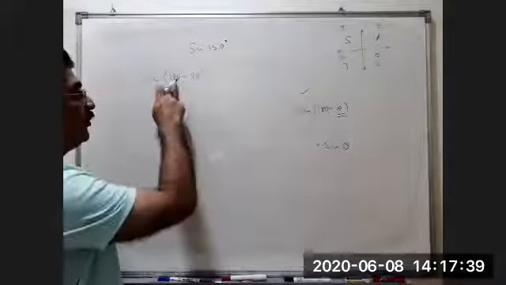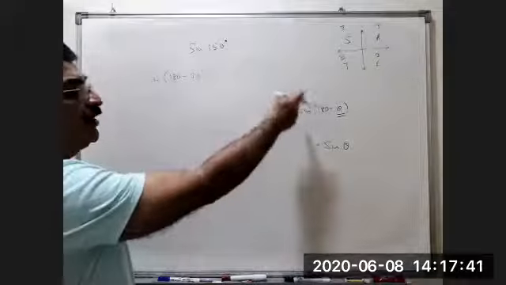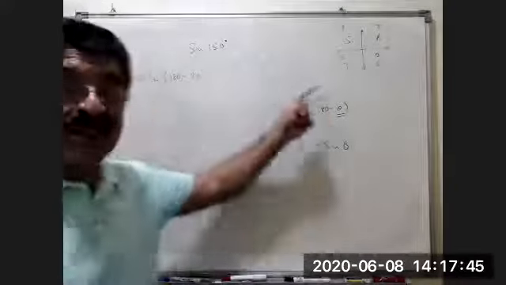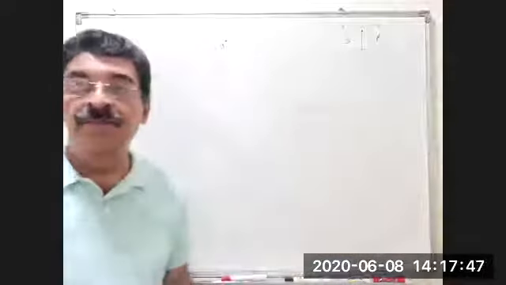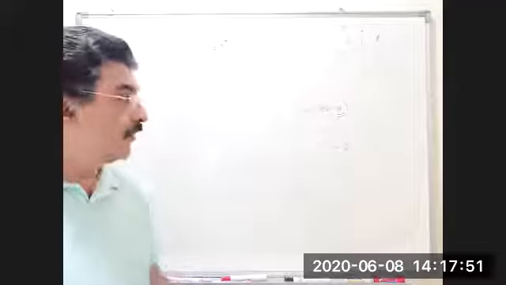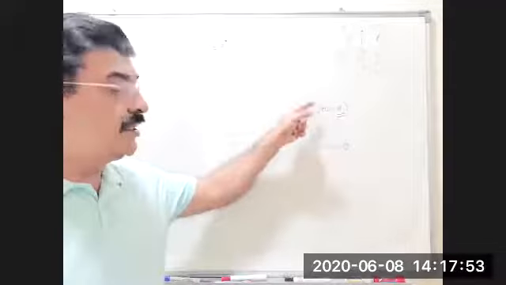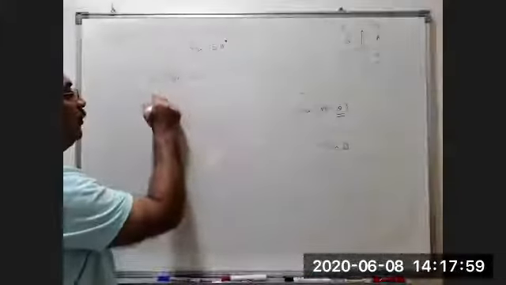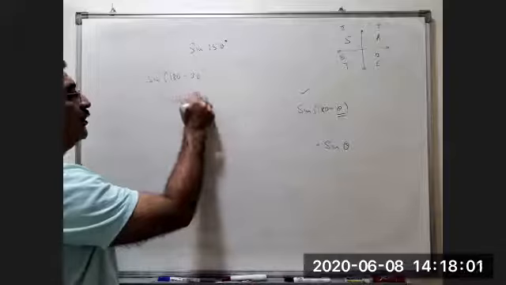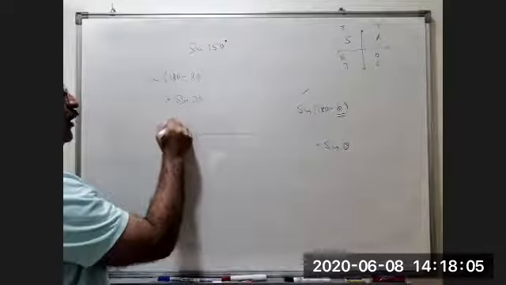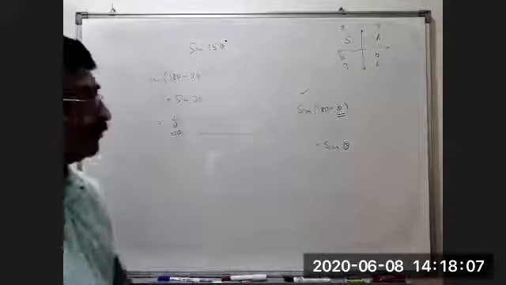Now we have the formula: sin 180 minus theta is sin theta. Why? Because 180 is an even multiple, so the function remains the same. 180 minus is in quadrant 2, and in quadrant 2, sin is positive. So this will be plus sin 30, that is 1 by 2. We know that sin 30 is 1 by 2.